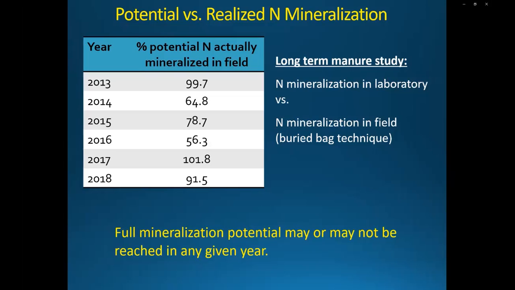So this gives us a good indication that there's a really big influence of climatic variables in the field that influence nitrogen mineralization. And this also makes it really hard for us to predict in any given year how much nitrogen might be released from these manures.